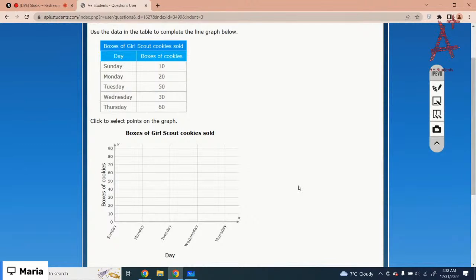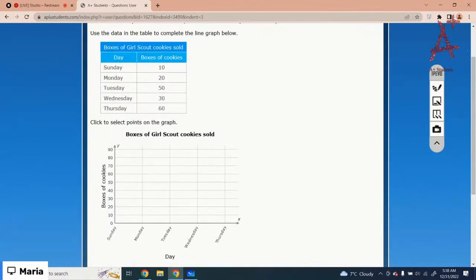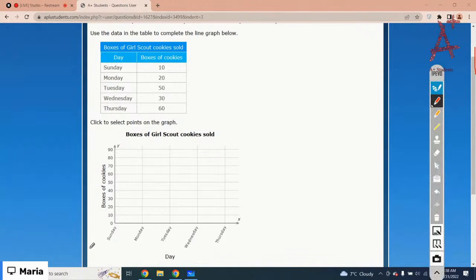So you have to draw the graph. So on Sunday, it is 10. Monday, 20. Tuesday, 50. Wednesday, 30. And Thursday, 60. That's how you have to plot the graph for the values. Okay, you can complete the test by yourself later today.